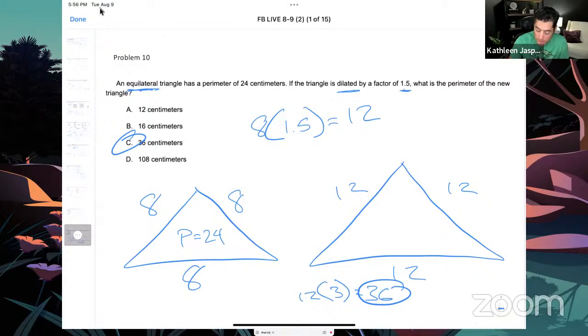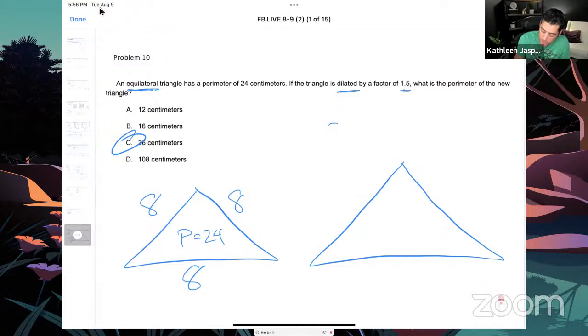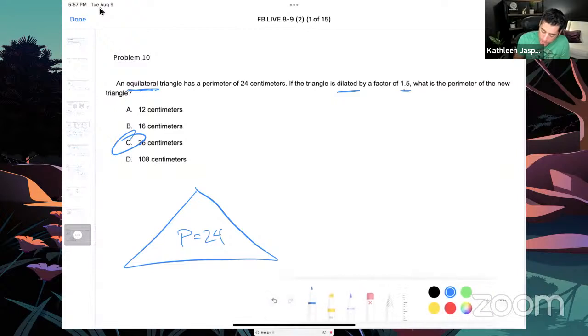Because I noticed it's an equilateral triangle, all sides are the same, and we're bumping it up by a certain scale factor. What's interesting about equilaterals, in this problem, is that if I know the perimeter is 24 and everything's going to be the same, and I need the perimeter anyway, because it's asking for the perimeters.